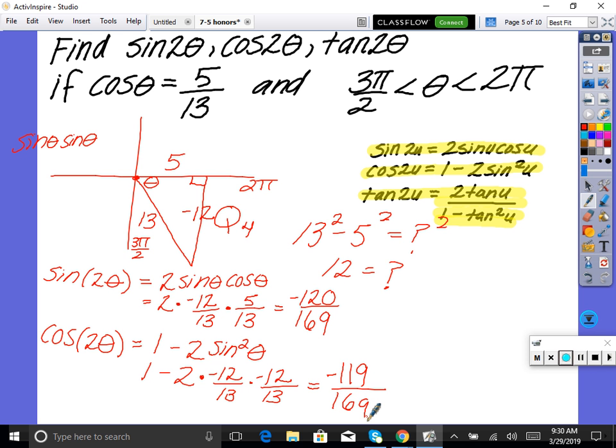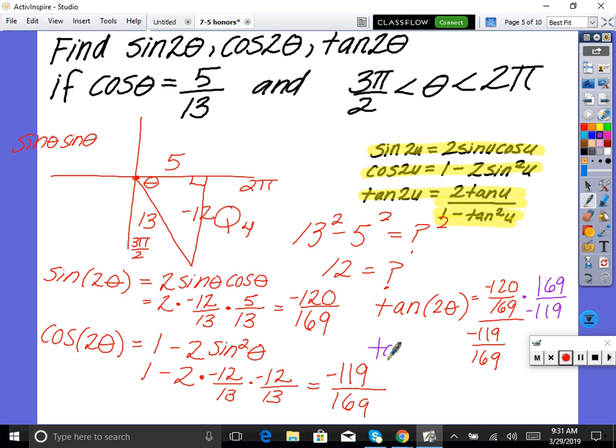Now guys, to do tangent of 2 theta, we could do our formula, or even easier, don't we have sine over cosine? Don't we have sine and cosine? It's going to be much easier to just take your sine and divide it by your cosine. So we know that tangent of 2 theta is going to be our sine, negative 120 over 169, divided by cosine, negative 119 over 169. Dividing fractions, easy as pie, flip the second, multiply. So that'd be 169 over negative 119.